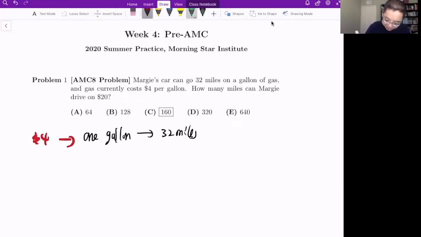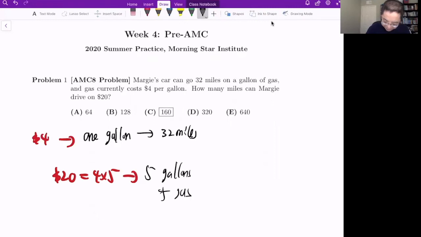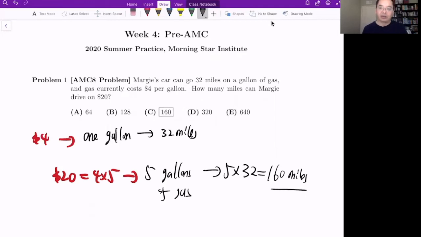Now Mackie has $20, which is 4 times 5. So clearly she could buy 5 gallons of gas. Because each gallon can go 32 miles, 5 gallons should be 5 times 32, which is 160 miles. So that's the best she can drive, given she has $20.